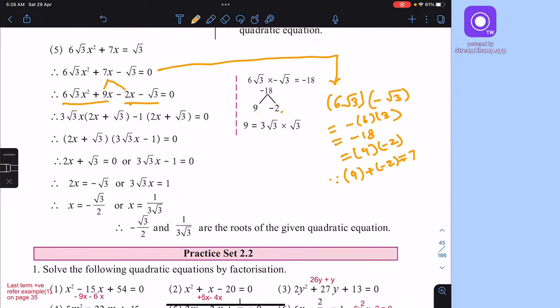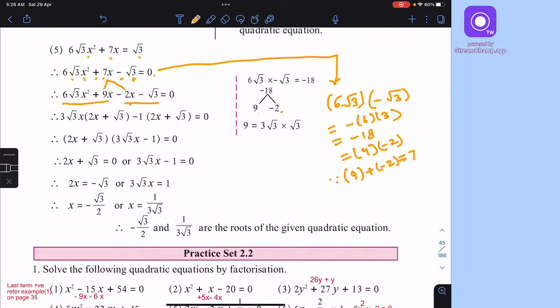In this example you will find that 6 root 3 x square plus 7x is equal to root 3. Now first what we do, we write the equation in the form ax square plus bx plus c is equal to 0. Plus c does not mean that the last term must be positive. Here c can be negative, minus root 3. What we mean here is that we are writing the equation so that left hand side becomes a polynomial in x of the second degree.